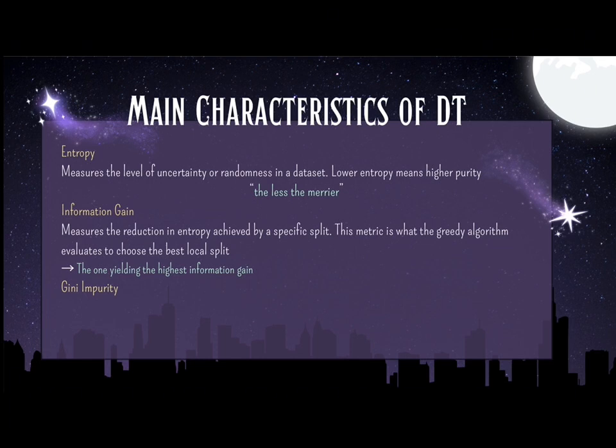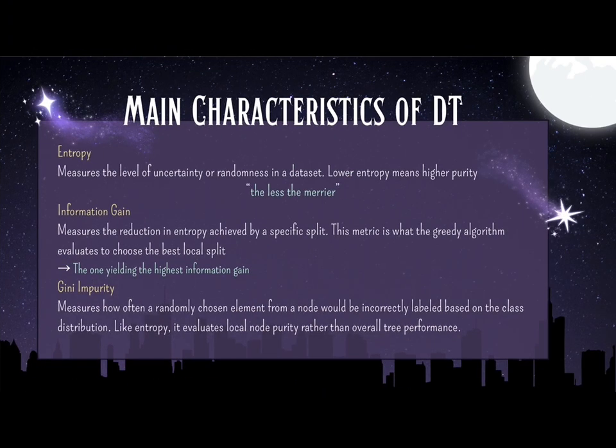This metric is where the greedy algorithm comes in, which evaluates to choose the best local split, the one yielding the highest information gain. And finally, the Gini index or Gini impurity, which measures how often a randomly chosen element from a node would be incorrectly labeled based on the class distribution. Like entropy, it evaluates local node purity rather than overall tree performance.